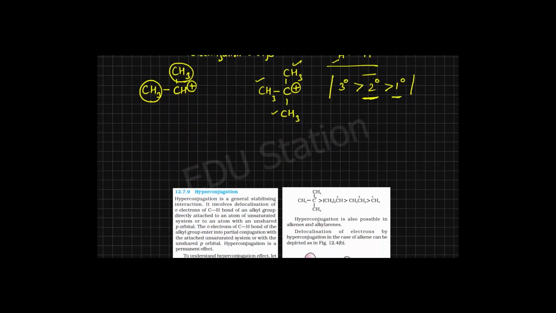One other thing which hyperconjugation can explain is the stability of alkenes. Now, we will take these 2 examples. This is but-1-ene, this is but-2-ene. Now, if you are asked which is more stable, very similar molecules, same molecular formula, they are isomers also.